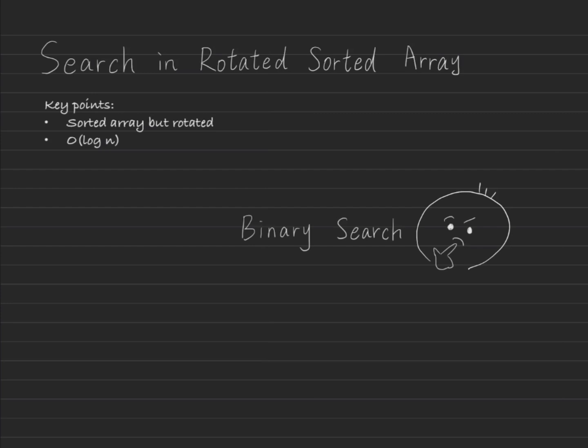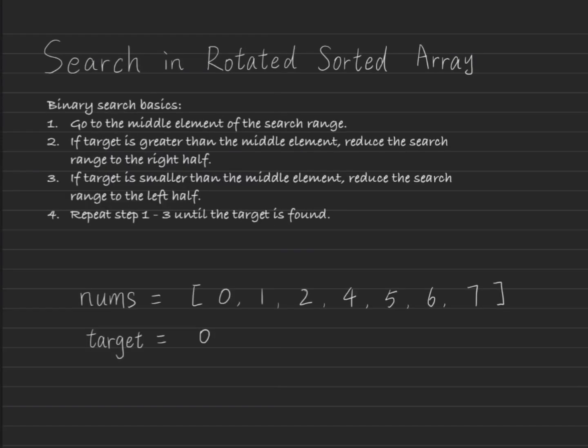But as a first step, let's review binary search. To do a binary search, we first go to the middle element of the search range. If the target is greater than the middle element, that means it belongs to the right half of the range. So we reduce the search range to the right half. If the target is smaller than the middle element, then we reduce the search range to the left half. And we repeat steps 1 to 3 until the target is found. Since each time we're halving the length of the search range, the time complexity is O(log n).